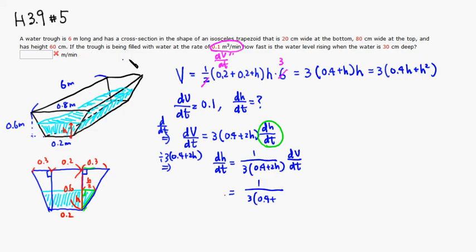H is given: when the water is 30 centimeters deep, it's going to be 0.3 meters. So 0.3 times 2 is 0.6, which is kind of convenient. And dV over dt is given to be 0.1. We know that 0.4 plus 0.6 is 1, so it's 0.1 divided by 3, or we can write it as 1 over 30. So let's type in 1 over 30.